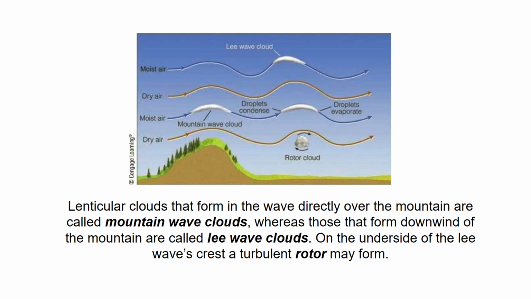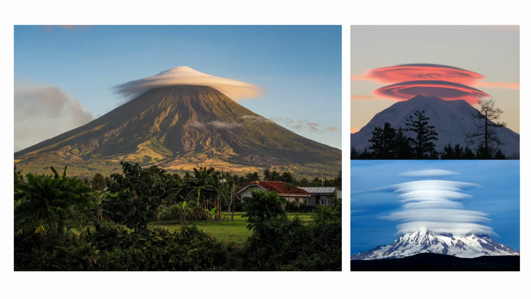On the underside of the lee wave crest, a turbulent rotor may form. As you can see in the diagram, there is a wave created by the large obstacle, which is the mountain. Clouds may form in a series of waves extending to several hundred miles. This can mimic the ripples in water. Here are actual examples of lenticular clouds. As you can see, this is very familiar to us because we can see Mayon volcano.